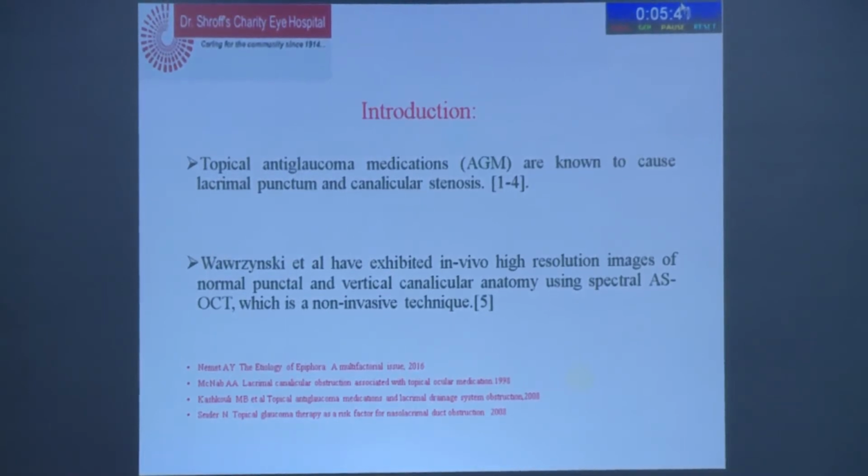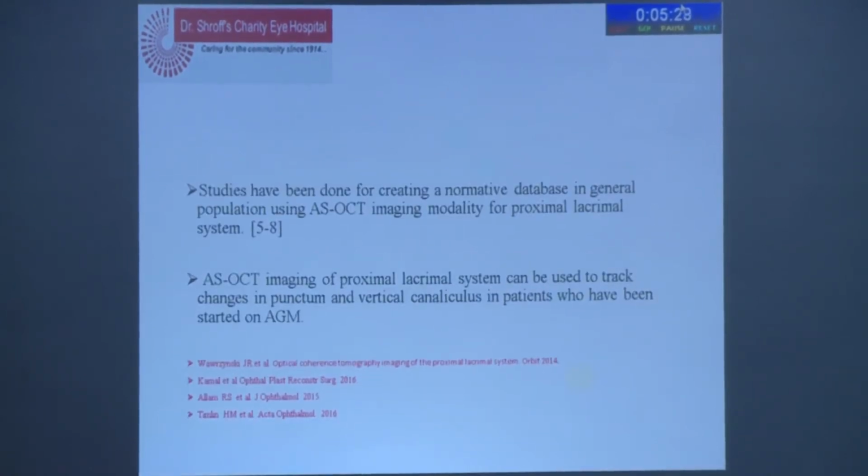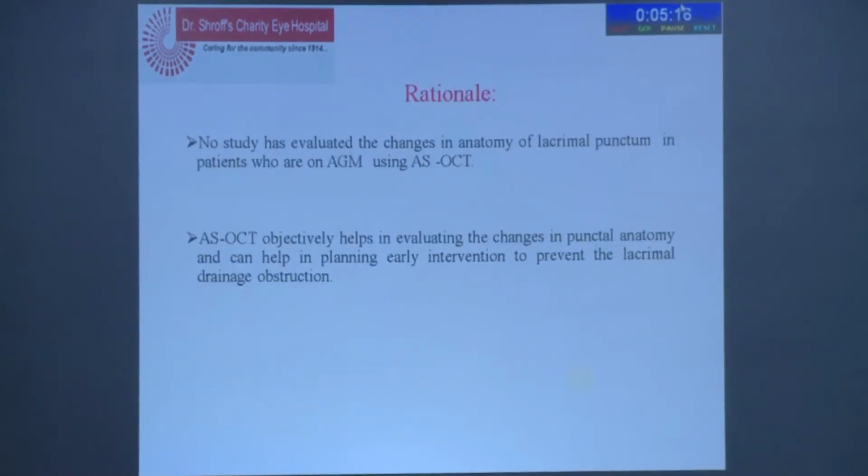However, in 2014, Wojcinski et al. described normal punctum and vertical canalicular imaging using anterior segment OCT, which gives high-resolution images and is a non-invasive technique. Studies have been done to create a normative database in the general population for this imaging. So we thought that it can be used to track the changes in the punctum and the vertical canaliculus in patients who have been started on AGM.